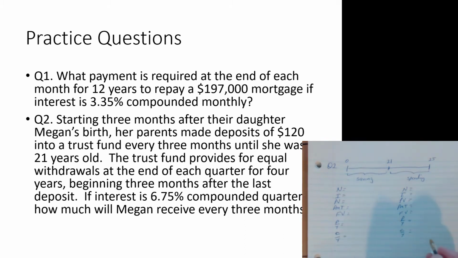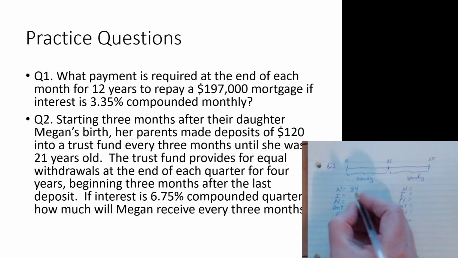Okay. They are going to be connected. Sometimes you find one annuity then the other. Sometimes you find the other annuity and then you work backwards. We don't know yet. It depends on exactly what the question wants us to do. So saving, we're going to save for 21 years, 4 periods per year. So 84 payments go into the trust fund. Interest rate is 6.75%. It's compounded quarterly. The payments are also quarterly.